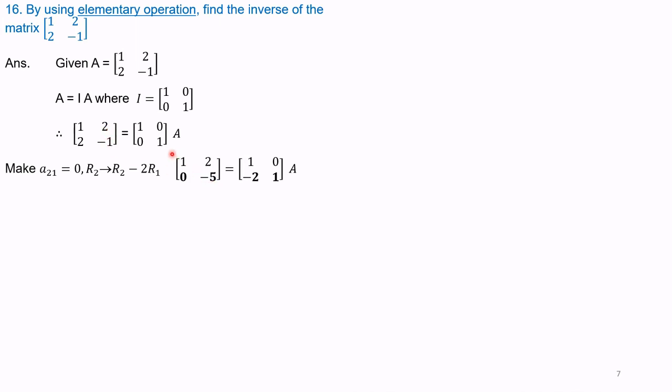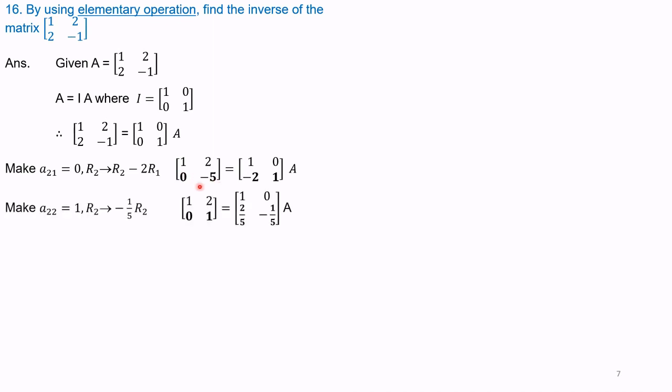On the right hand side, we have to repeat the same operations. 1 and 0 in the first row will be retained as it is, and we are doing operations on row 2 only. Therefore, 0 minus 2 is minus 2 and 1 minus 0 is 1 only. Next operation, we have to make this minus 5 as 1 because 1 is here. We have to make this also as 1. This can be done by multiplying with minus 1 by 5. So that is R2 into minus 1 by 5 in R2 only.